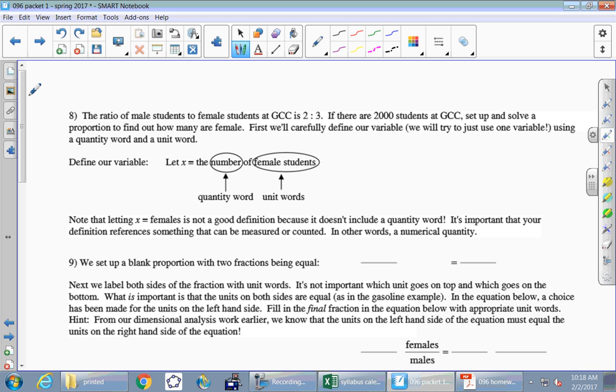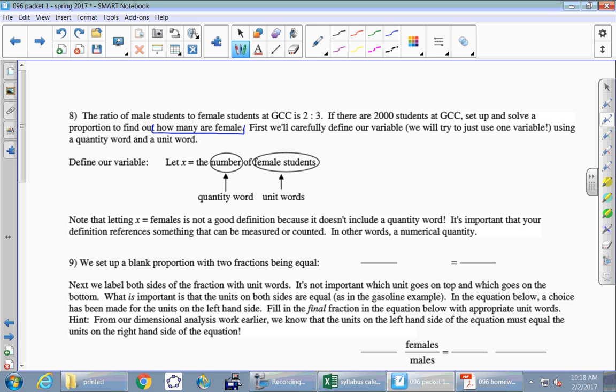Let's just try to use proportions on this one, even if some of us can kind of intuit a way to the answer. First, we need a variable. Here it is. How many are female? That's what we're going to let X represent, the number of female students, okay? Notice that the word number is written out. This is all written out in English. X equals the number of female students.